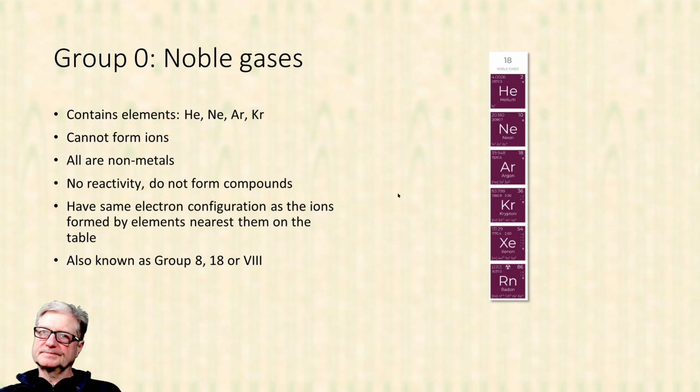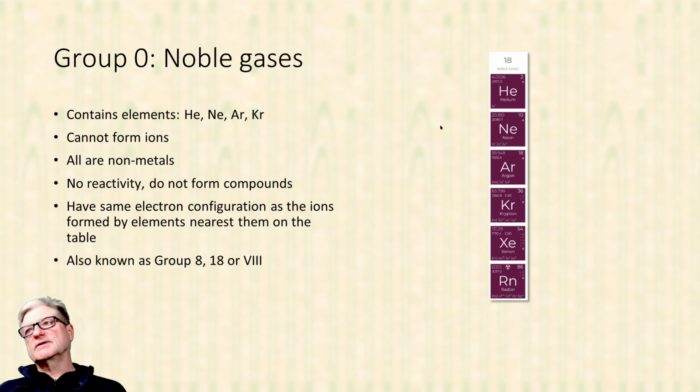The last group we're going to look at is the noble gases. The noble gases contain the elements helium, neon, argon, and krypton, and a few more down here, and a couple of unknowns as we saw in the first table. They cannot form ions because they already have a perfect electron configuration. So the electrons do not want to move. Down here, where the electrons are a bit further away from the nucleus, the electrons can be shifted out, but these first three will not form any form of ion, and they'll not form any form of compound.